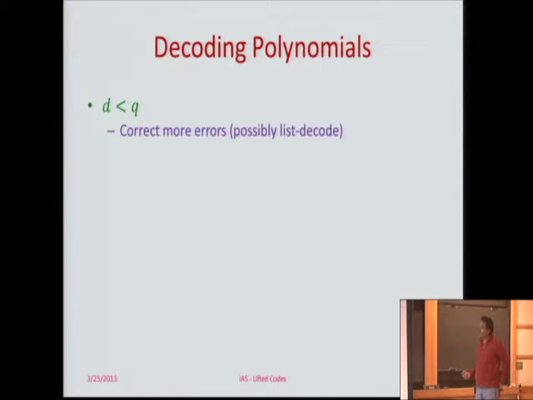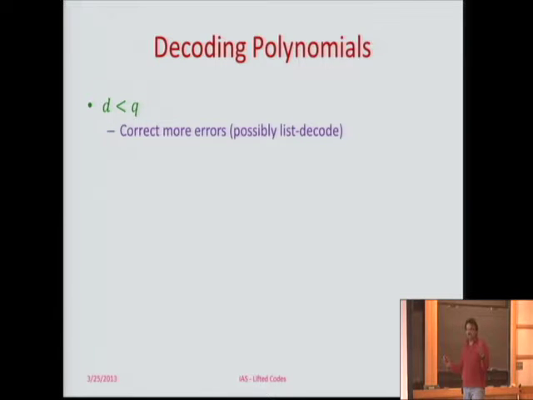When the degree is less than the field size, which is the setting that I've been talking about so far, there were lots of works trying to correct more and more errors, and in particular you could look at the setting where d is negligible, d over q is little o of 1.